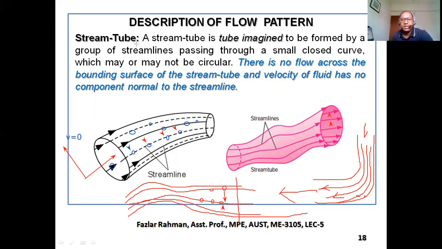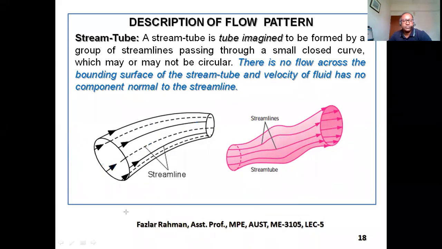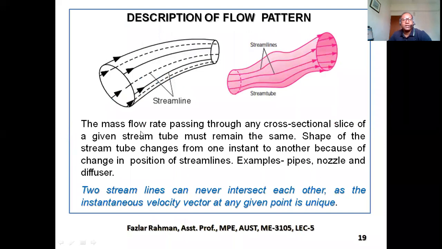So this stream tube is an imaginary tube, and we think it is formed by a group of streamlines where there will be no velocity of the fluid particle in a direction perpendicular to the streamline. And we assume this just for simplification. The mass flow rate passing through any cross section or slice of a given stream tube must remain the same. The shape of the stream tube changes from one instant to another because of changes in the position of streamlines, like flow through a pipe, nozzle, or diffuser. Two streamlines can never intersect each other, as the instantaneous velocity vector at any given point is unique.